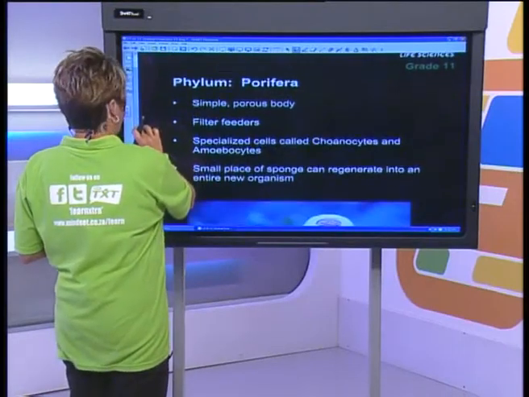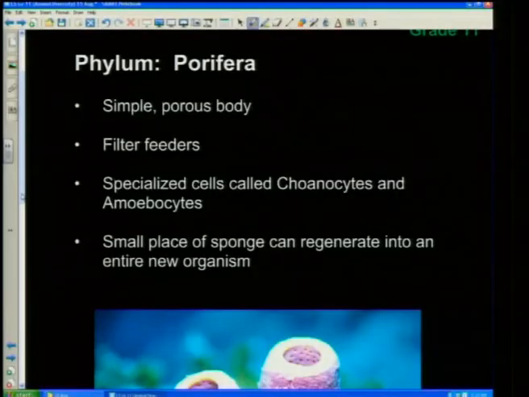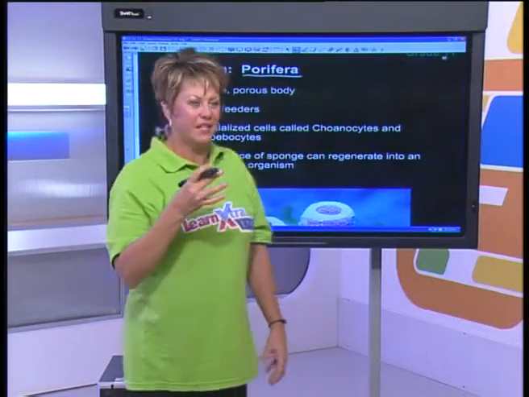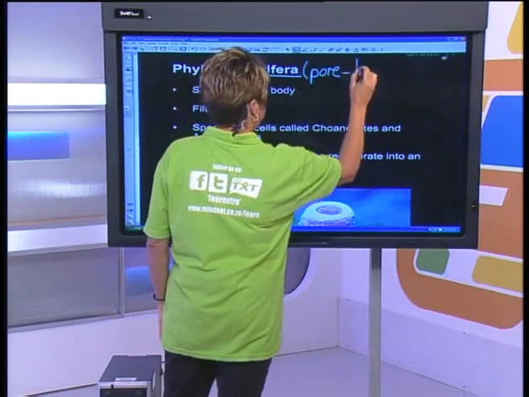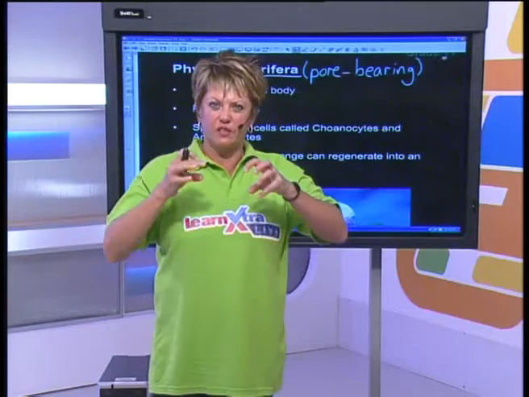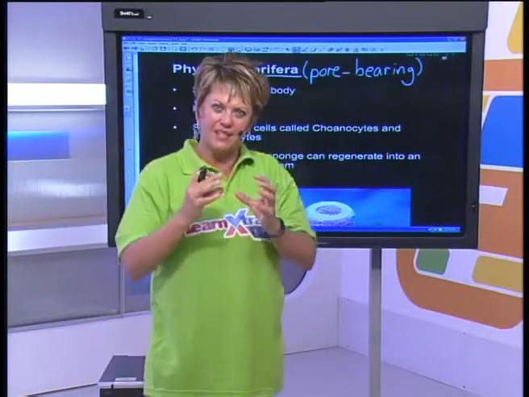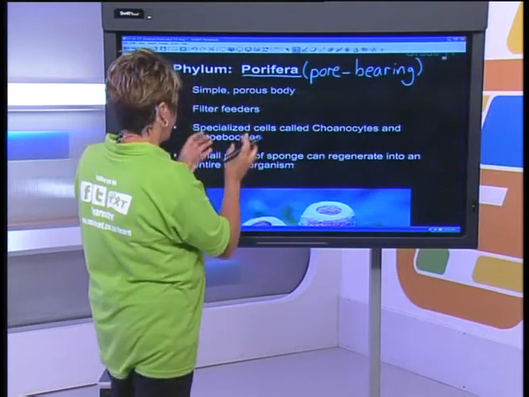Now we're starting with our first phylum. On your table, you now have to have the phylum Porifera. Think of the word porous. So these are the pore-bearing animals. Think of a sponge. The sponge has got lots of little pores through which water can enter the sponge. So it's a pore-bearing group of animals.